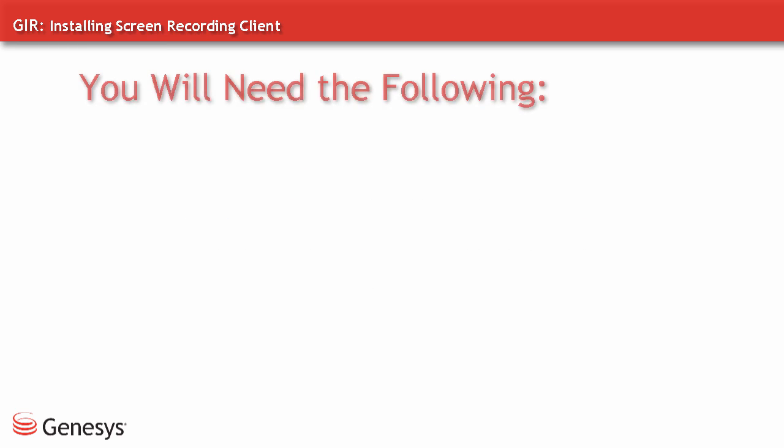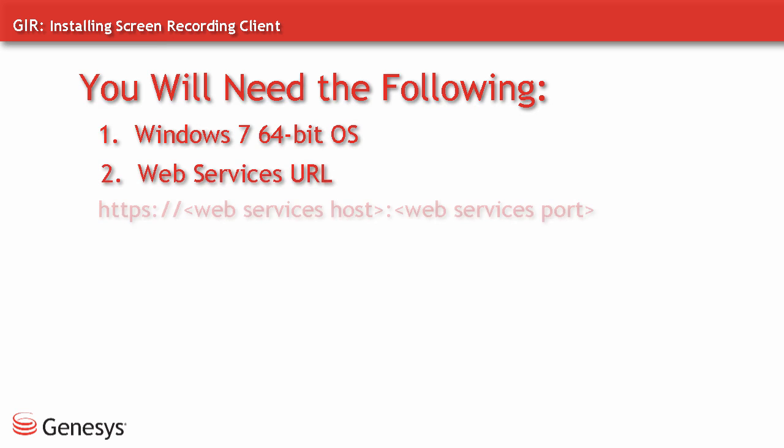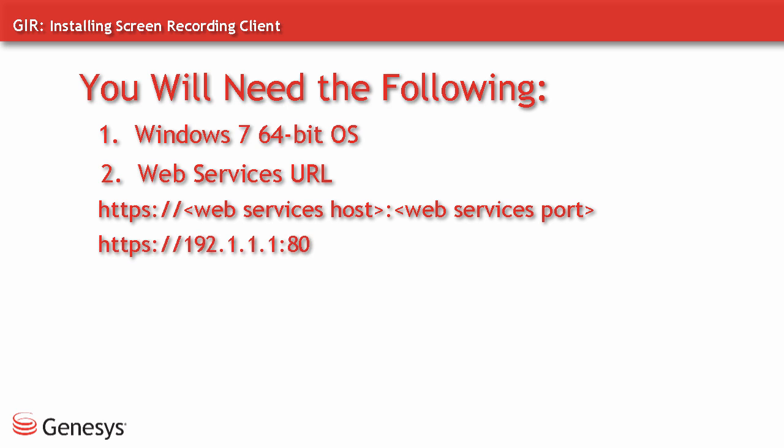Before you start, you'll need the following: Windows 7 64-bit OS, the web services URL, for example, https:// web services host and port. In this demonstration, I'm using https://192.1.1.1:80. If you don't have this information, contact your Genesys professional before you begin.